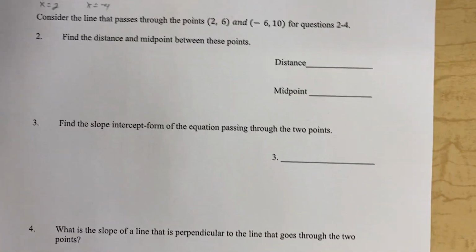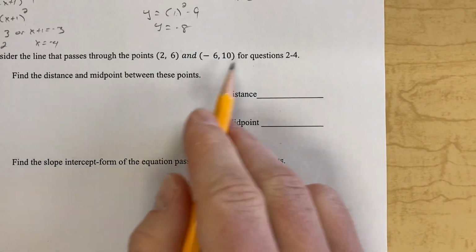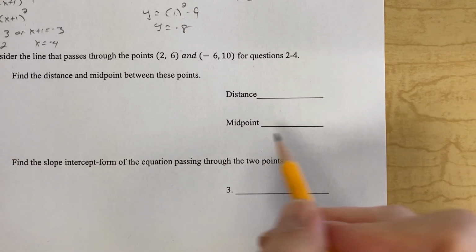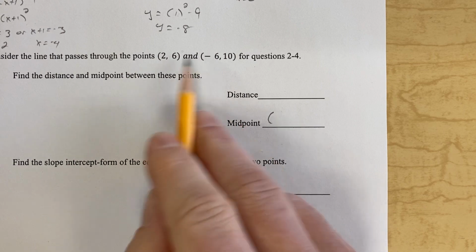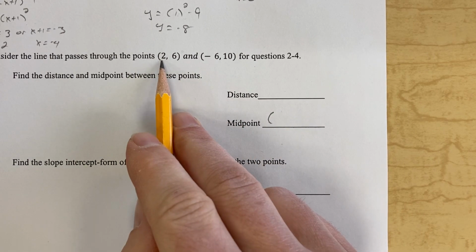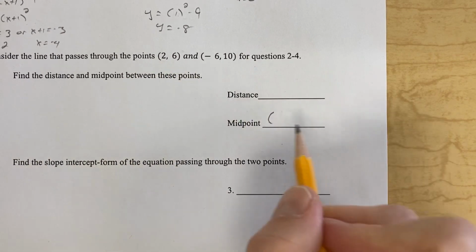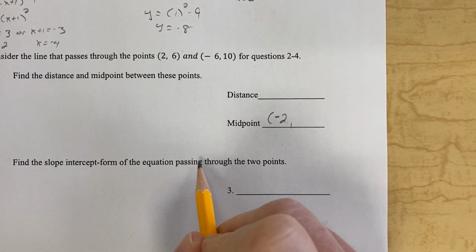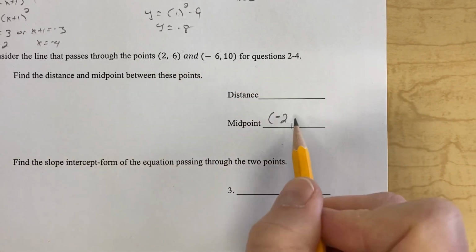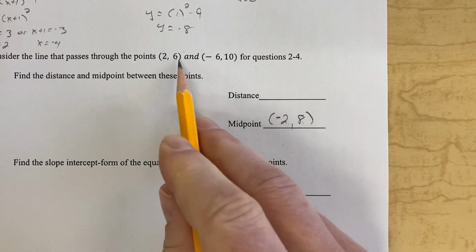All right, for this one, we have 2 points, 2, 6, and negative 6, 10. We're supposed to find the distance and the midpoint. We'll start with the midpoint. That's a little easier. We're just trying to find halfway between the x and halfway between the y. So halfway between 2 and negative 6 would be negative 2. That's 4 away from each of those values there. And halfway between 6 and 10 is 8. 8 is 2 away from each of those.